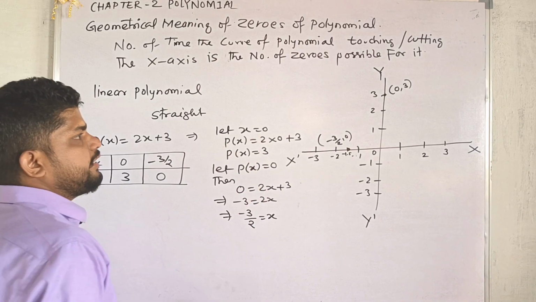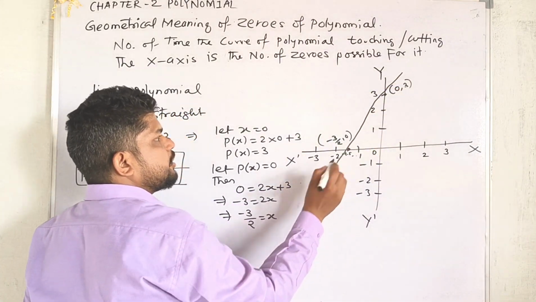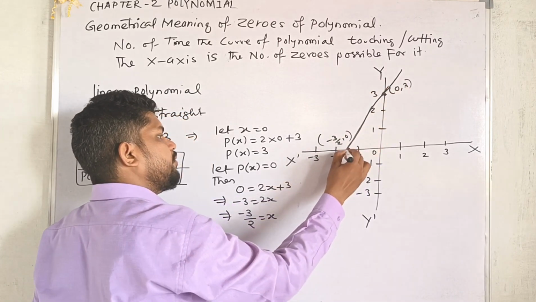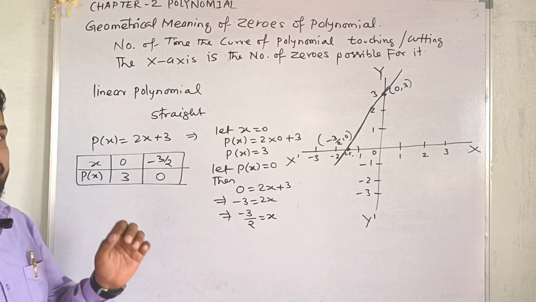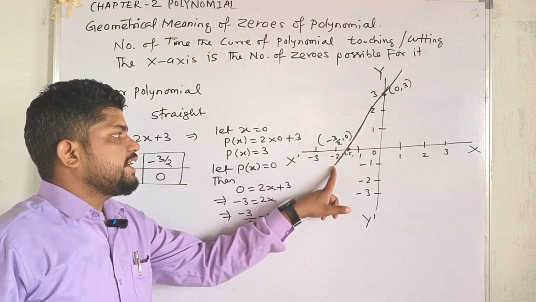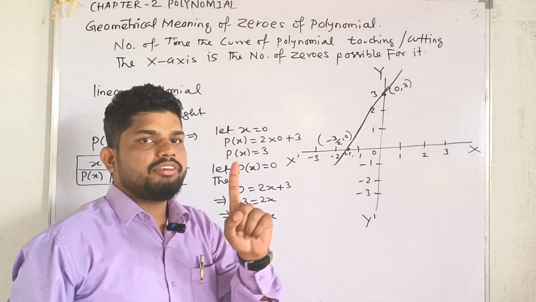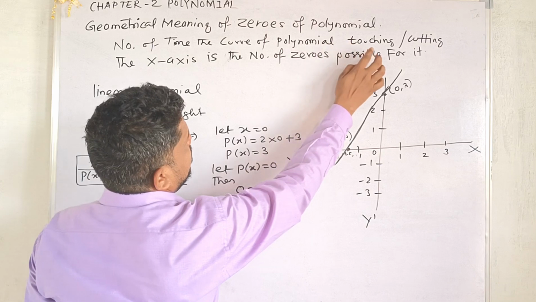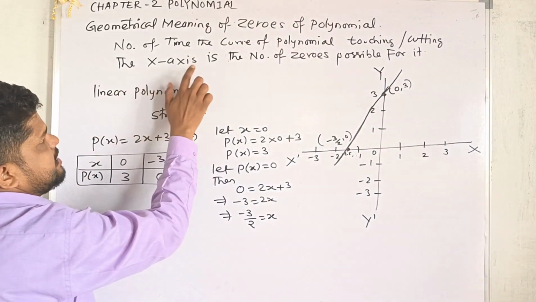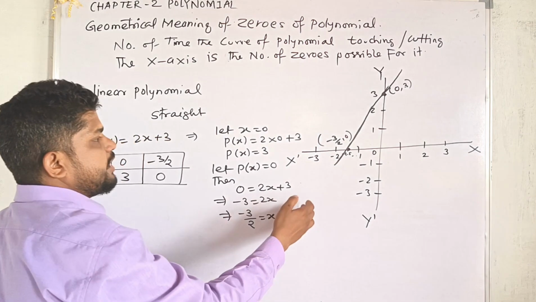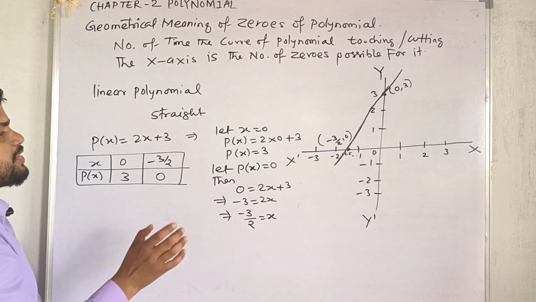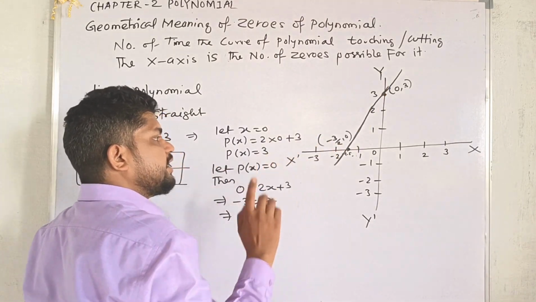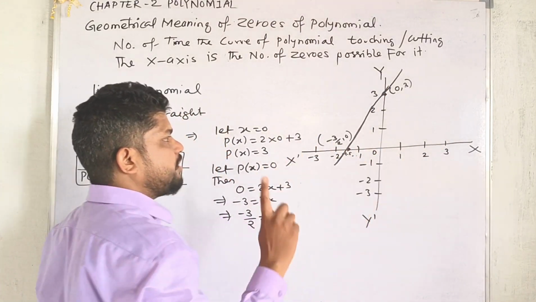Just join these two coordinates using a scale. You will get a straight line representing the 2x plus 3 polynomial. Here you can observe that this straight line is touching the x-axis only one time. Just see the definition. The number of times the curve of a polynomial touches or cuts the x-axis is the number of zeros possible for it. So here the graphical representation of p of x equals 2x plus 3 polynomial is a straight line which is touching the x-axis only once.